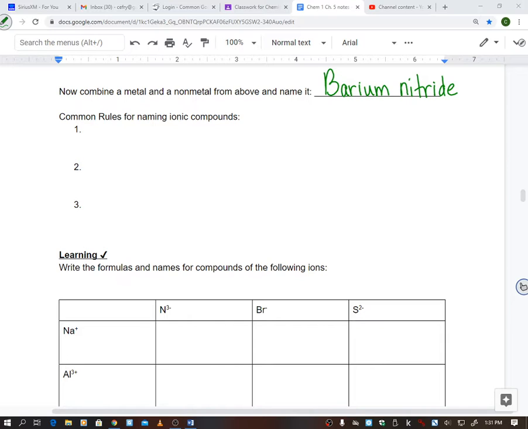All right, so common rules for naming ionic compounds. Let's look at this. We're going to name the positive as the element, which we just saw. We've already kind of done this. Name the positive ion, which is called a cation. If you remember that chemistry with dogs, they mentioned that. Name the positive ion, the cation, as the element. Right? We did that.